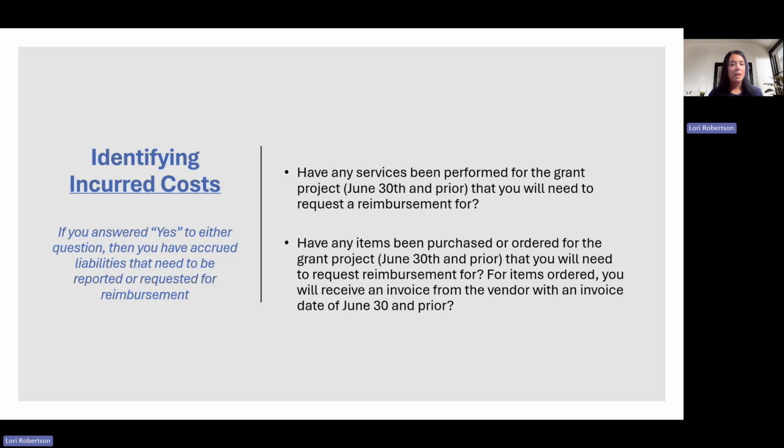Identifying incurred costs. Have any services been performed for the grant project June 30th and prior that you will need to request a reimbursement for? Have any items been purchased or ordered for the grant project June 30th and prior that you will need to request reimbursement for? For items ordered, you will receive an invoice from the vendor with an invoice date of June 30th and prior. If you answered yes to either question, then you have accrued liabilities that need to be reported or requested for reimbursement.